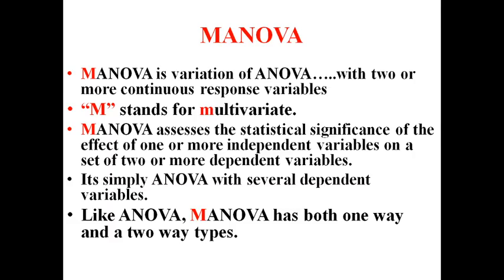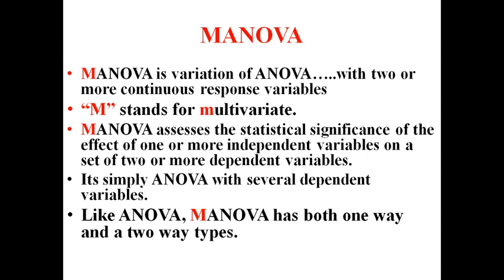So what exactly is MANOVA? MANOVA is a variation of ANOVA with two or more continuous response variables. As we know, in case of ANOVA, we have only one response variable that will be continuous. So there will be one continuous response variable in case of ANOVA. But in case of MANOVA, we have two or more continuous response variables. In MANOVA, M stands for multivariate.